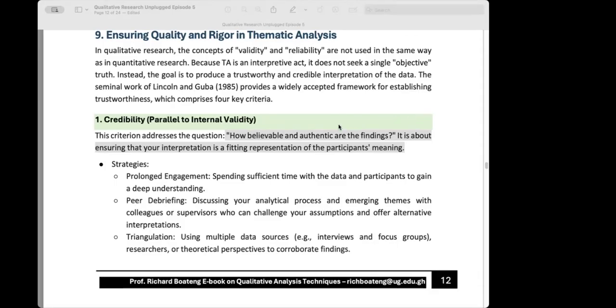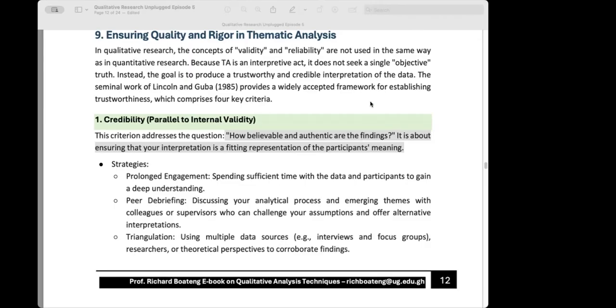Member checking, sometimes called respondent validation. This is a powerful, though sometimes complex, strategy. It involves taking your preliminary findings, your interpretations, maybe even draft themes, back to the participants themselves and asking them if your interpretations resonate with their experience. Do they feel you've captured their reality accurately? Well, it can be complex to implement effectively. For example, participants might filter their responses. They might struggle with academic language, or they might even change their minds upon reflection. It's a direct and potent way to enhance the believability and authenticity of your findings by validating them directly with those who live the experience.